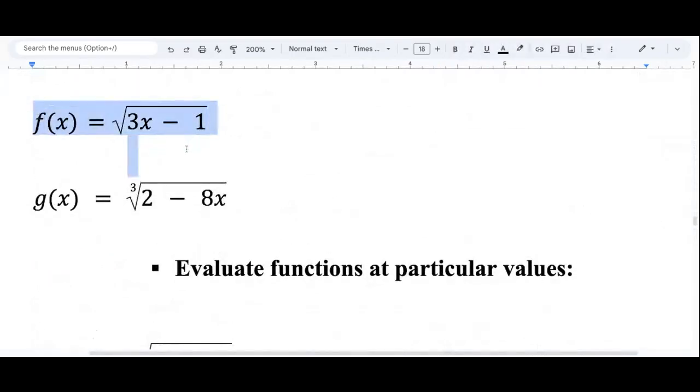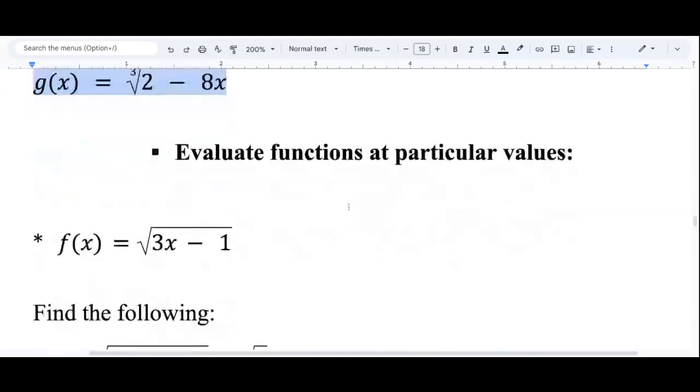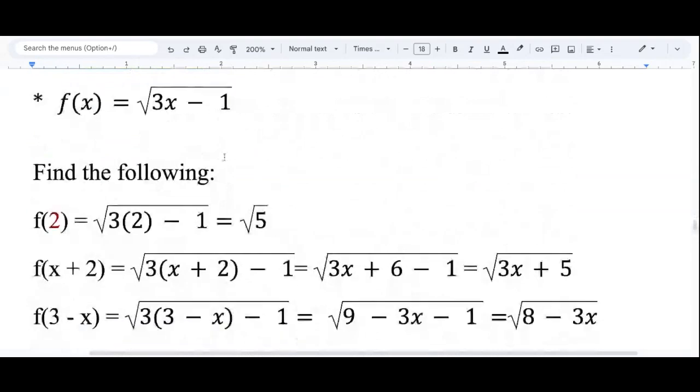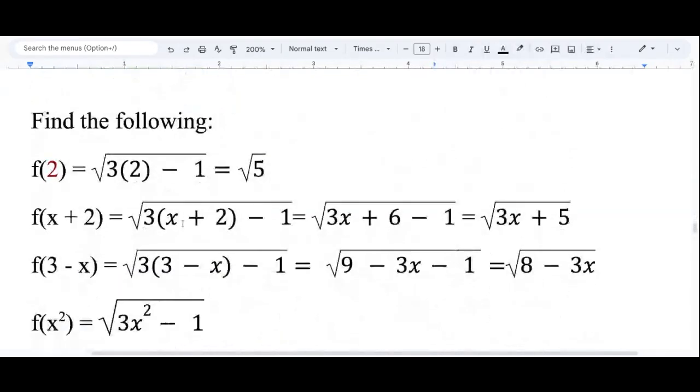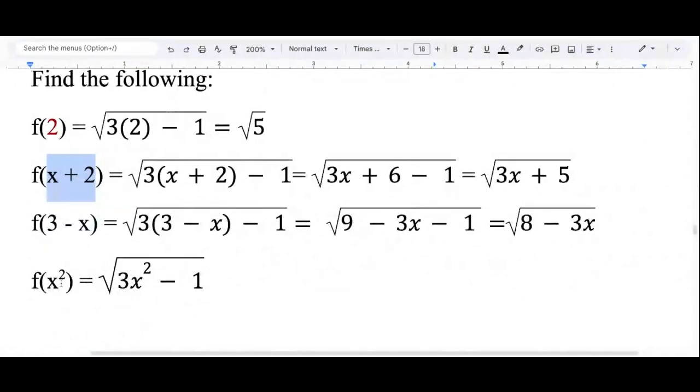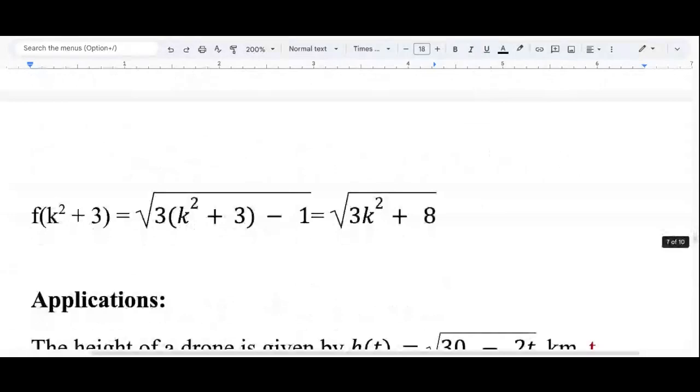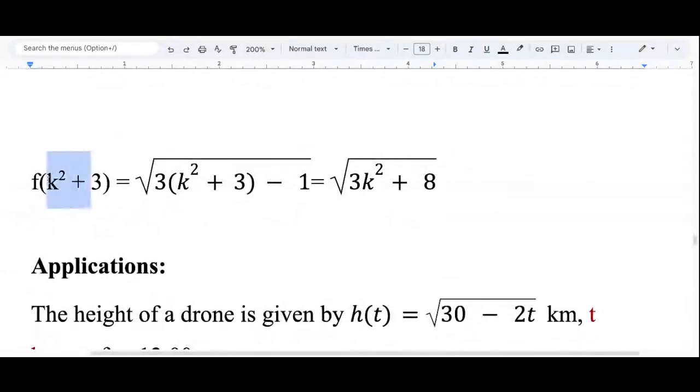F of x is the square root of 3x minus 1. G of x is the cube root of 2 minus 8x. So those are functions involving radical signs. To evaluate this function, we just plug in x with whatever the input is. Well, the input now is k squared plus 3, so we change x to be k squared plus 3, then simplify it. We get the square root of 3k squared plus 8.